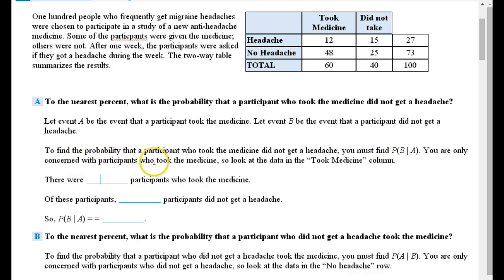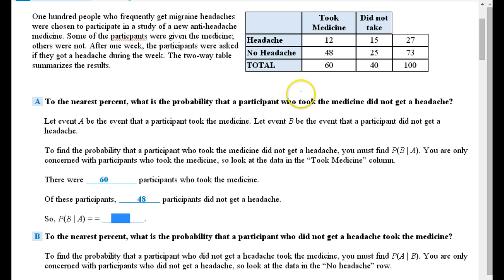You're only concerned with participants who took the medicine, so look at the data in this column only, took medicine column only. So there were 60 participants who took the medicine. Of these participants, 48 did not get a headache. So the probability of B given A.